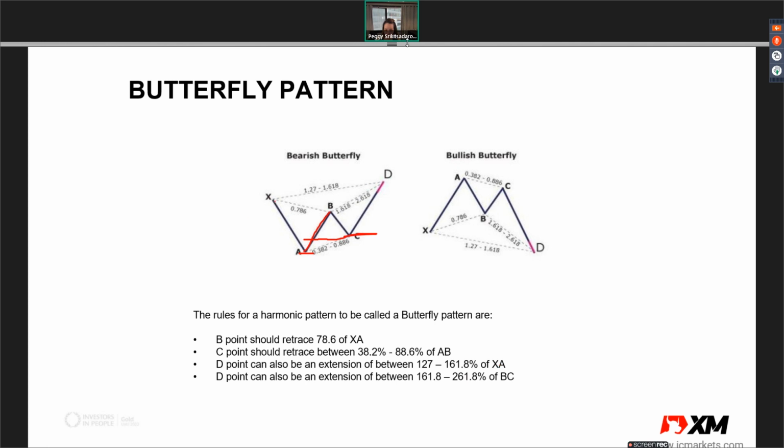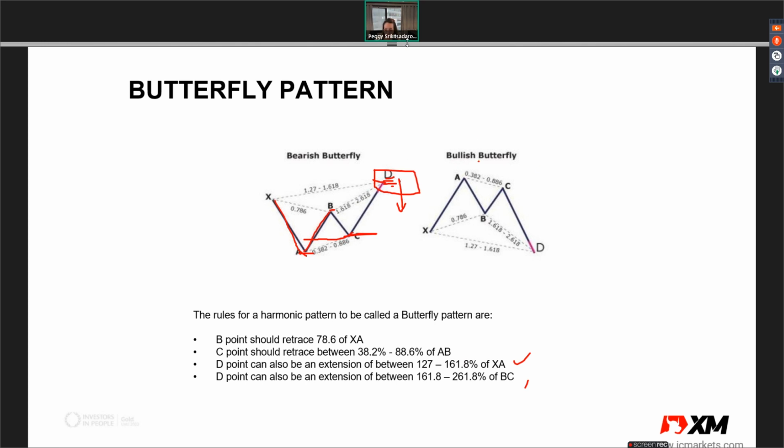127.2 to 161.8% of XA. Okay, these are XA, then you get the D point, or you can draw an extension between BC, BC extension, which is 161.8 to 261.8%, and you get a D point. So basically the D point, either you draw XA or you use a BC extension, and then you will get a PRC zone somewhere here, which is a Fibo confluence zone, and then you will put the pending sell order.